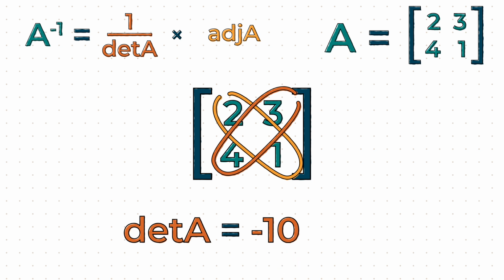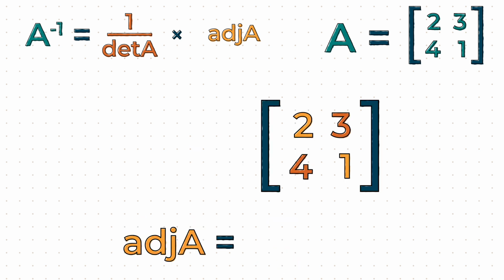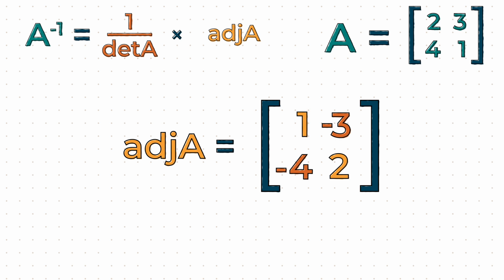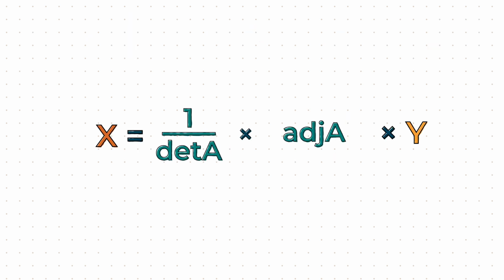Now to find the adjoint. And that is found by switching the positions of the numbers going diagonally from left to right and changing the signs of the remaining numbers to their opposite signs. That gives us 1, negative 3, negative 4, and 2. So now our equation looks like this.